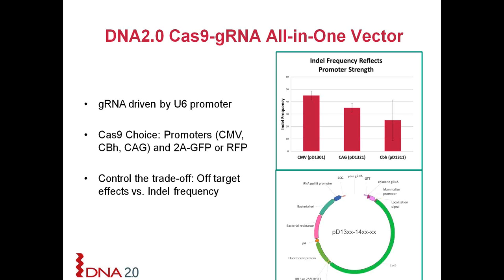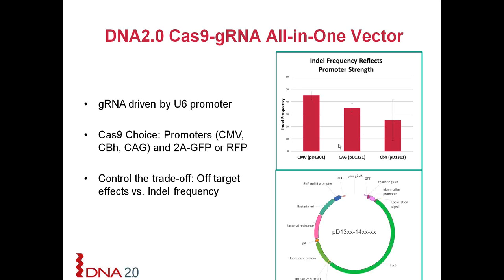Along with being an all-in-one vector, we enable the researcher to have a lot of choices around the different promoters and things like that. Here are some of the choices we offer. So the guide RNA in this case is driven by a U6 promoter. We have Cas9 driven by 3 different promoters. CMV is a strong promoter, and we also offer 2 other promoters.